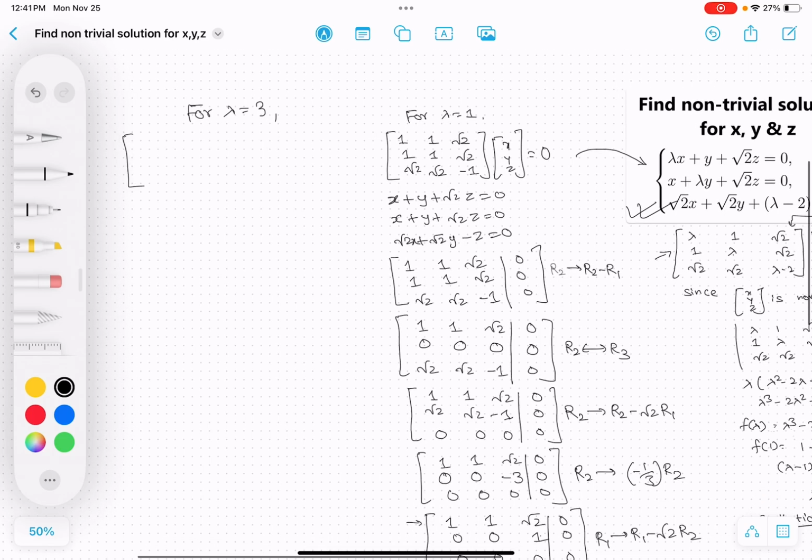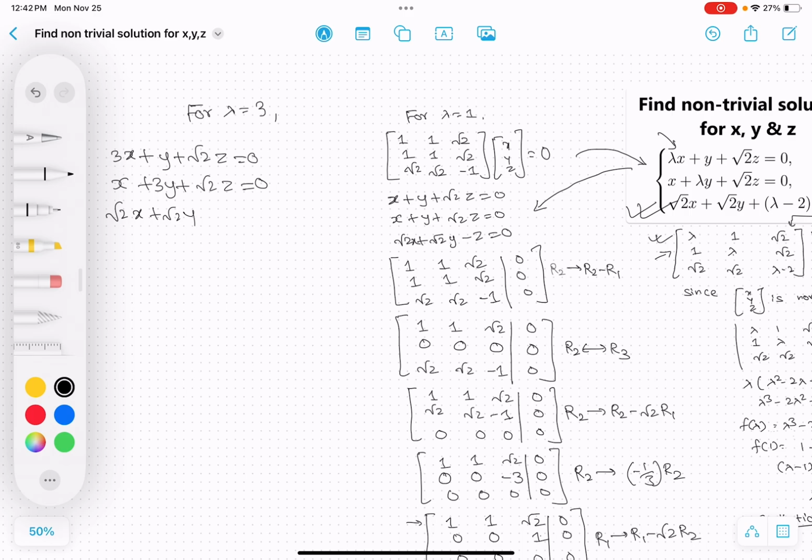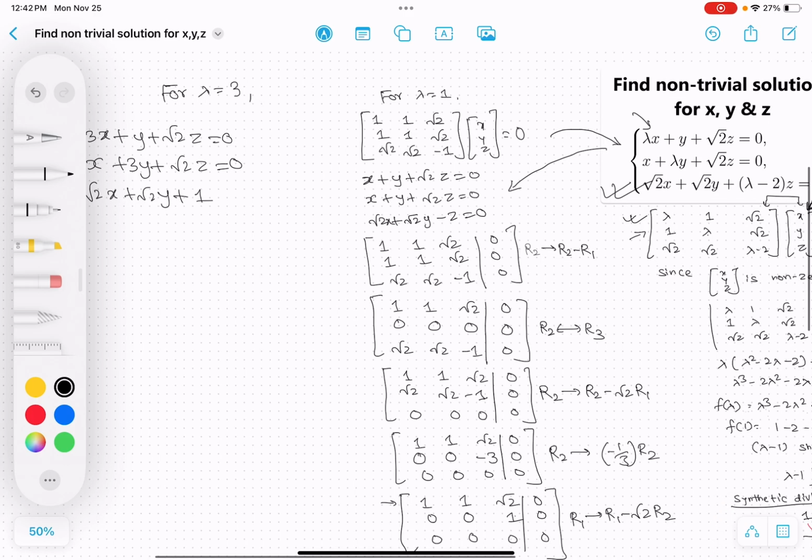I can do it over here as well, but I think this is fine, because eventually we are seeing it in this form, right? So let me substitute lambda equal to 3 in the main equation. So I get 3x plus y plus root 2 z equals 0. x plus 3y plus root 2 z equals 0. Root 2 x plus root 2 y plus 1 z equals 0, right?